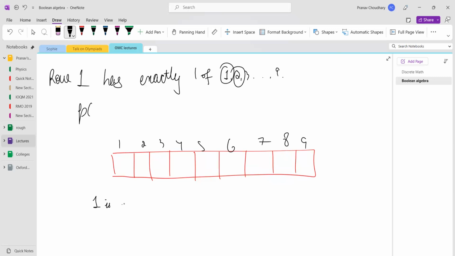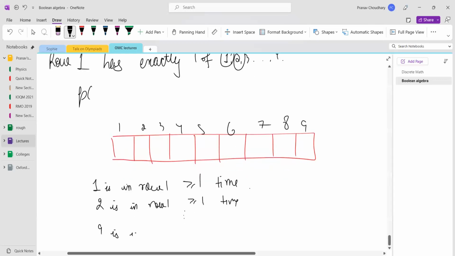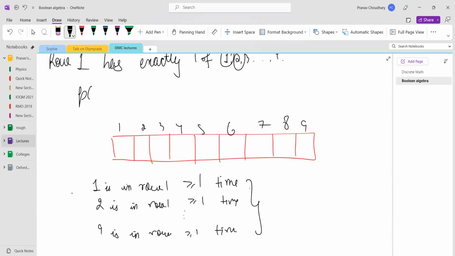So if we have that 1 is in row 1 at least one time, 2 is in row 1 at least one time, and so on until 9 is in row 1 at least one time. If all of these conditions are true, then notice that this automatically implies that all of the numbers are in this row exactly one time.